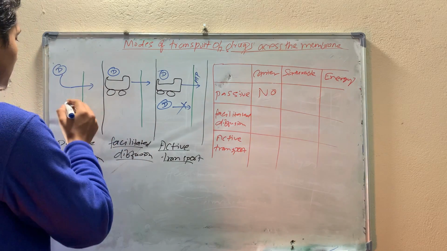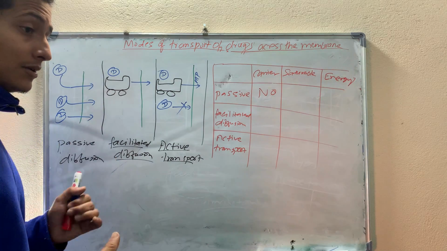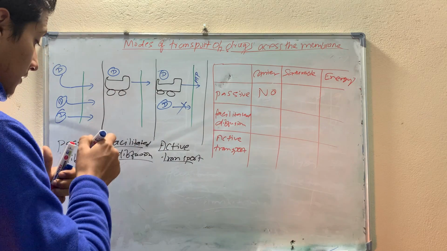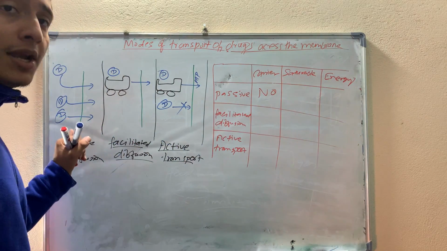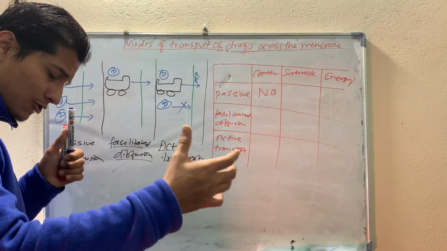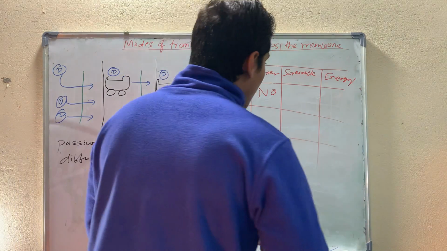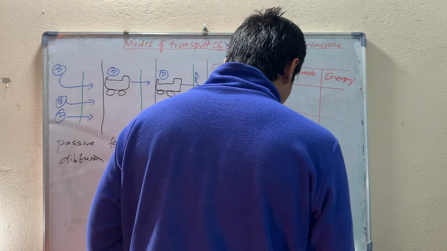So whatever amount of drug comes here, there's no limitation. It can get transported across the membrane, right? So the question here is: is it saturable? Passive diffusion is not saturable.